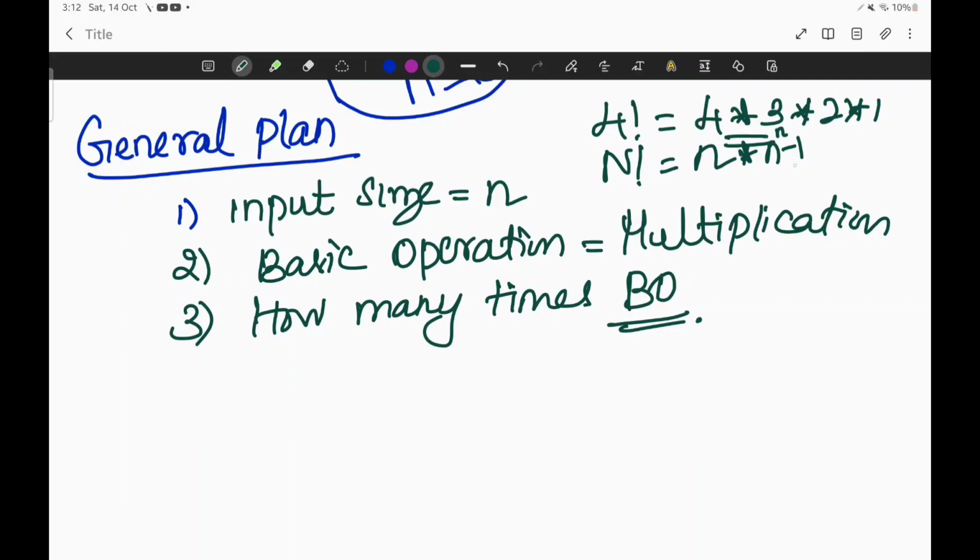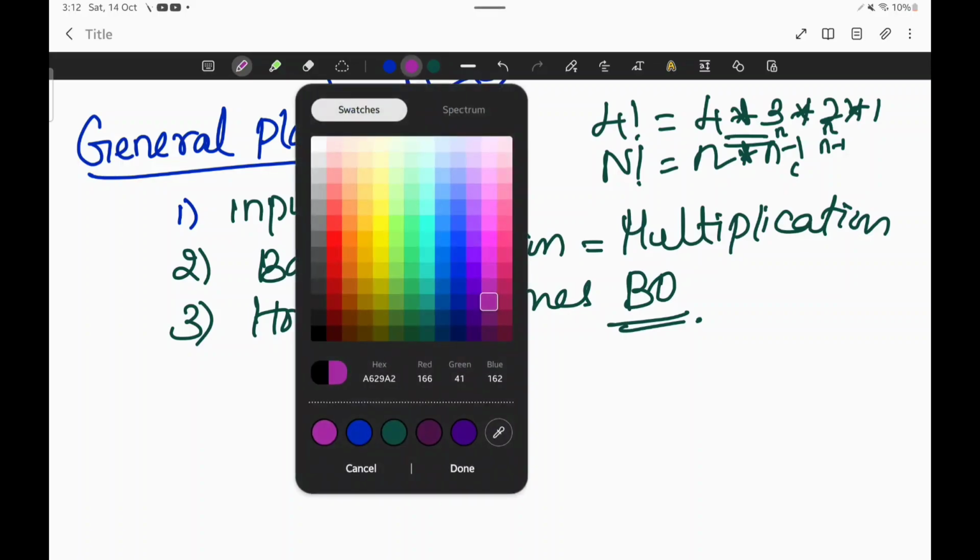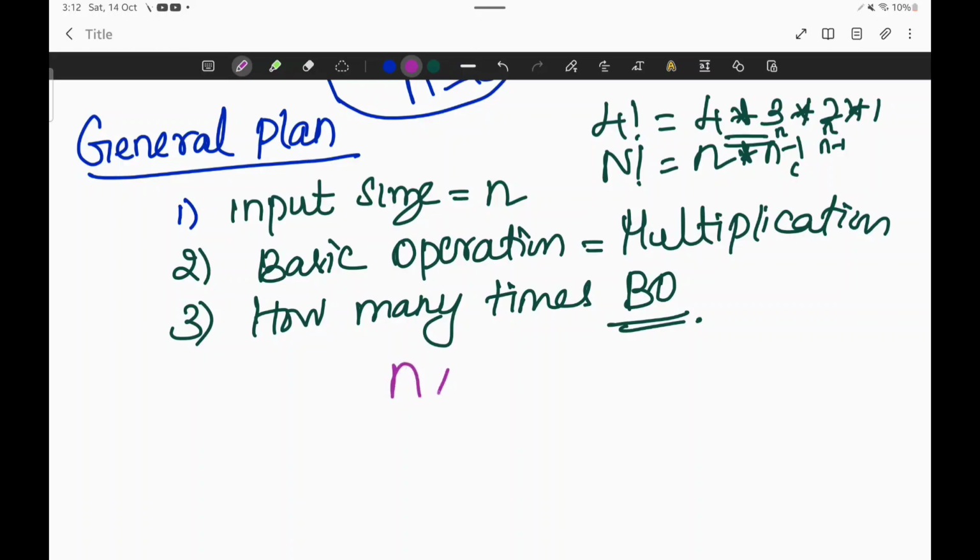For how many times is it calling? F of n minus 1. So f of n minus 1 time again and again it is calling when n is greater than 0. When n is equal to 0, it stops calling the function. When n is greater than 0, what will happen? It will not return 1. It will go to the else part, that is f of n minus 1.